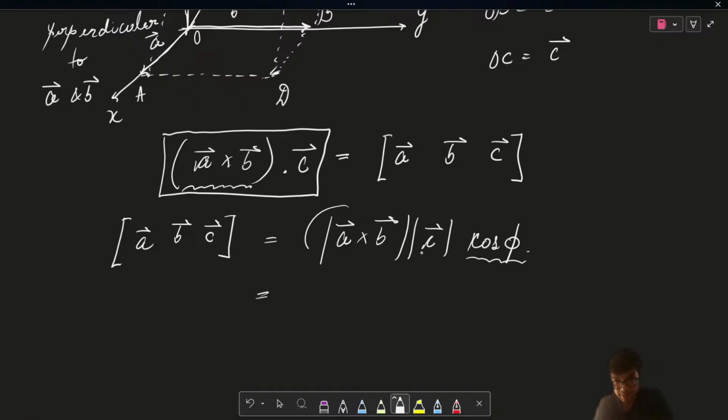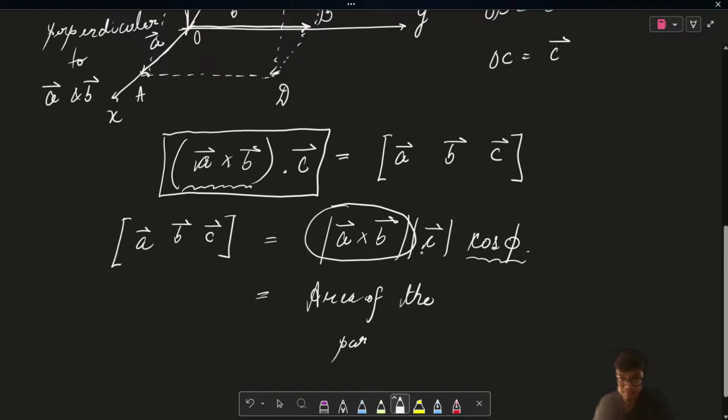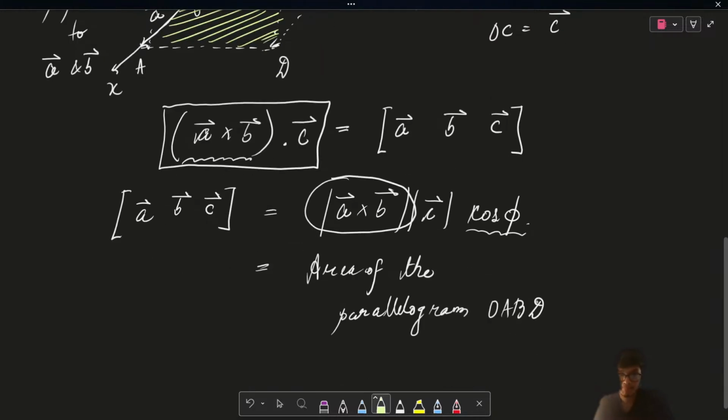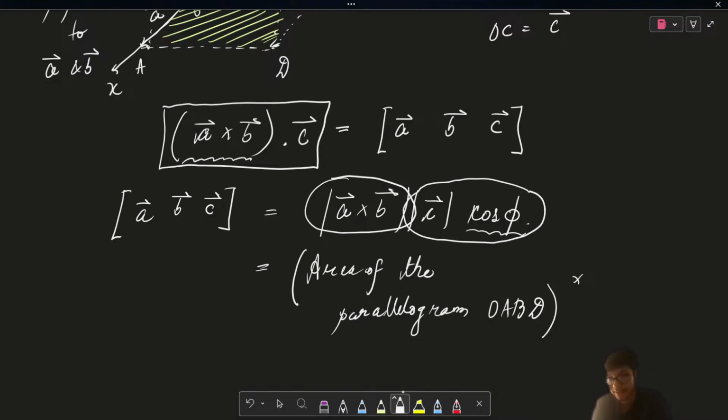Now if you recall, the magnitude of A cross B vector denotes the area of the parallelogram, so the area of the parallelogram OABD, which I am trying to draw with this yellow shaded portion. So this I have as the magnitude of A cross B. This is my area of the parallelogram, multiplied with the C vector dot n cap.